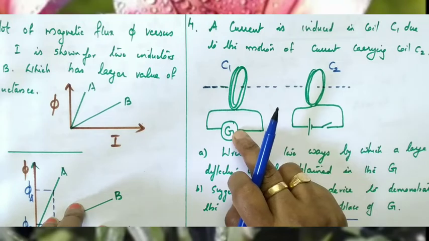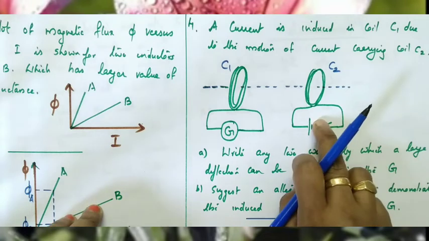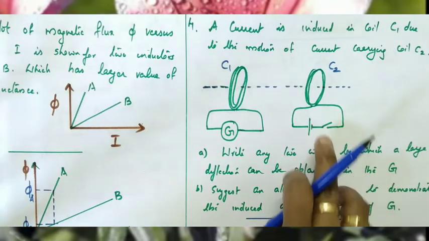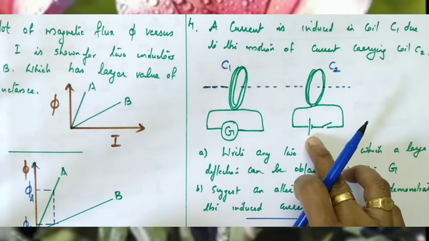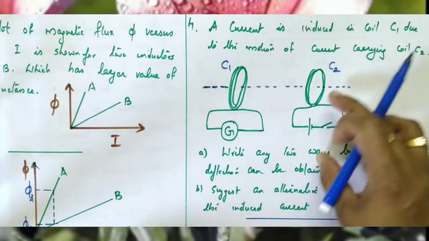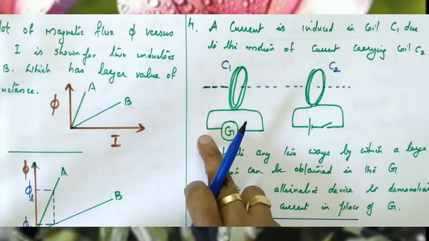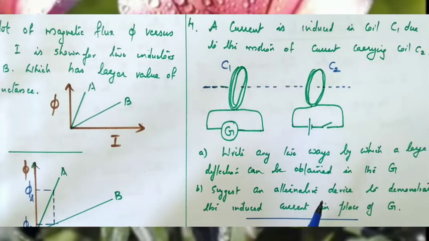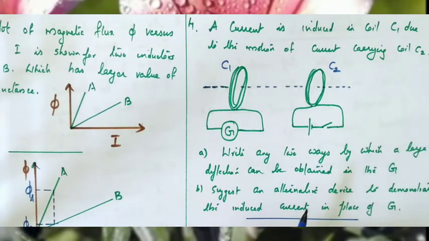Deflection in the galvanometer can be increased by, first method, increasing the voltage in the battery, by replacing this battery by a higher voltage. Connect the coil to a powerful battery. If a powerful battery is connected here, current changes. Current increases means what happens? Magnetic flux varies and hence induced EMF will be greater, and because of that greater induced current, the galvanometer shows greater deflection. So first one, by using a battery of greater power, or by connecting the coil C2 to a powerful battery. That is the first method.